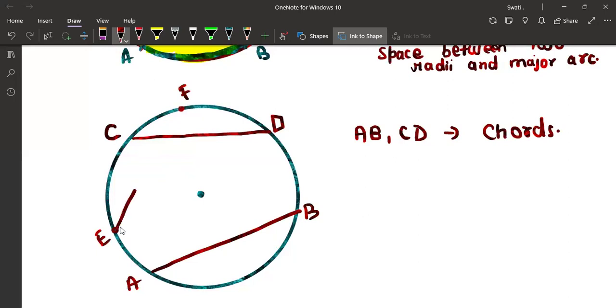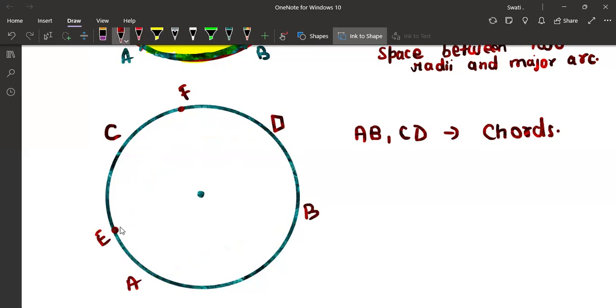If you draw this line, it will also be a chord. So how many chords can you draw? In the same way, you can draw infinitely many chords. I hope chord is clear. What is a chord? A chord is any line segment like the ones you can see. But when it crosses the center, it becomes a diameter.